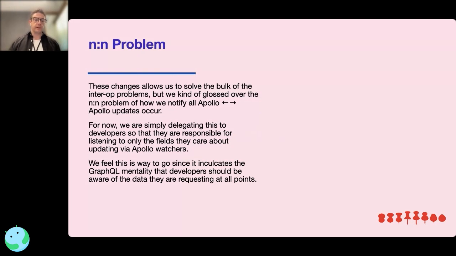hybrid between the two. But basically, we feel this is the way to go since it inculcates the GraphQL mentality that developers should be aware of all the data and request it at all points in time. But we are seeing some pushback where people just want to be notified when something changes instead of having to reinvent the wheel on this. So we may work on building some sort of normalization secondary stage to map between Apollo to Apollo objects, or these GraphQL to GraphQL objects.